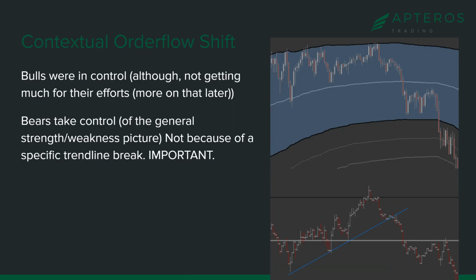The bulls were in control, although not getting much for their efforts, which we'll talk about later. So there's a little bit more advanced topic to this conversation here. But in general, buyers are in control, and then the bears take over, right? We've seen bits of selling. Okay. Well, where's the buyers? That's different.